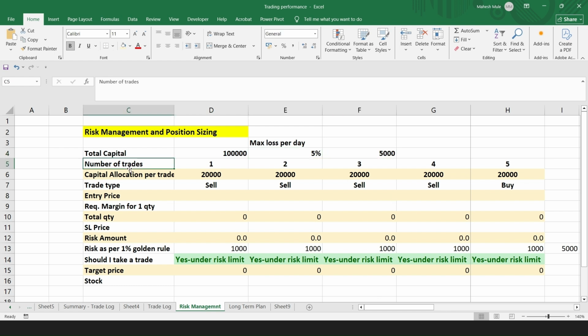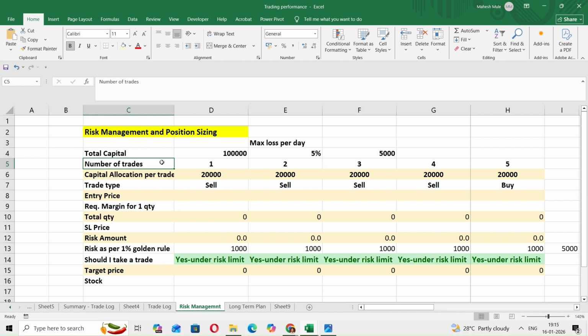And another rule as per our rule book, I hope you all have gone through the rule book. If not, please go and check my first video. There I have clearly mentioned all the important points about the rule book. So here I can take max 5 number of trades at any point of time. And in each trade, I will only allocate 1/5 of the total capital. So here, capital allocation per trade is 20,000, 20,000, 20,000, 20,000, 20,000. That comes around 1 lakh rupees, right?